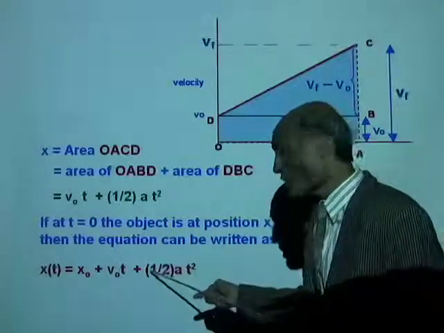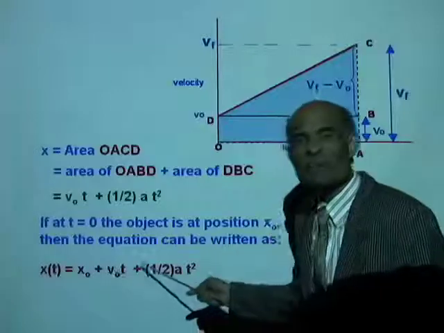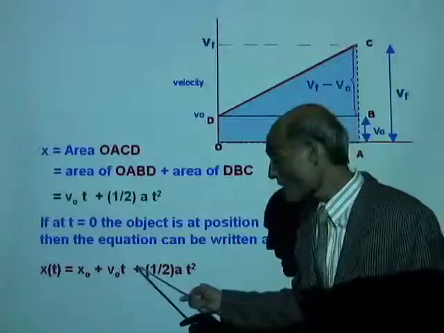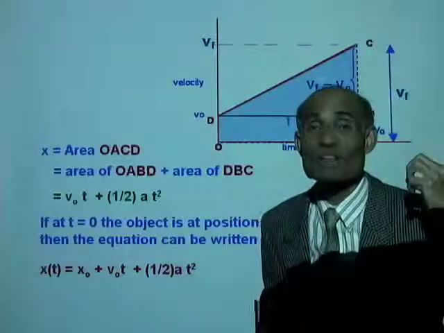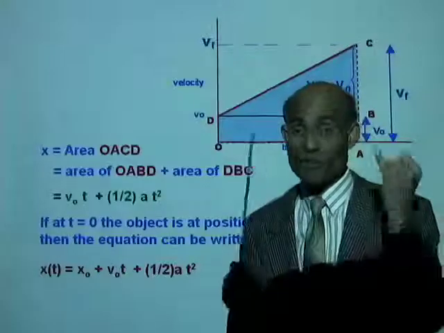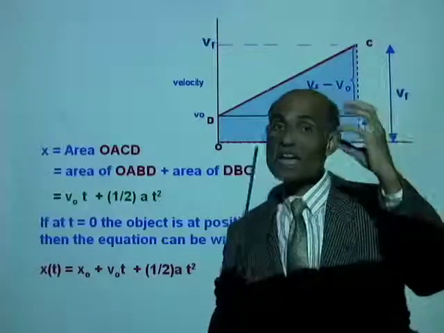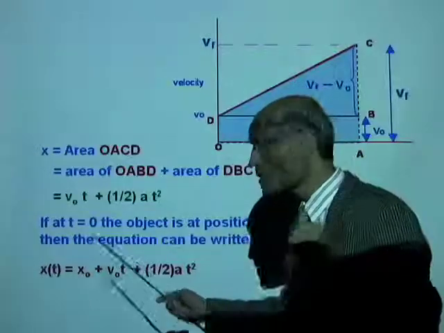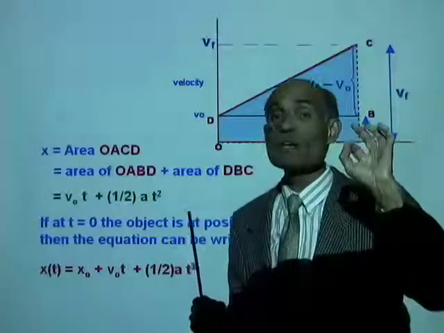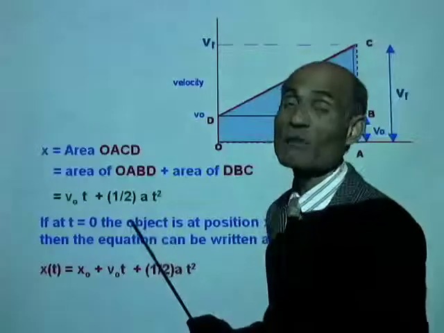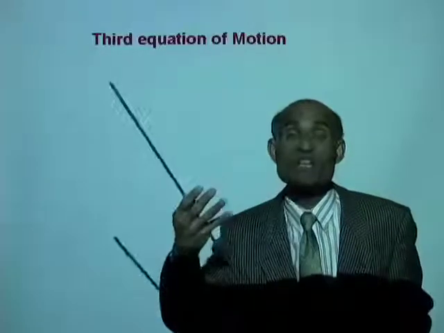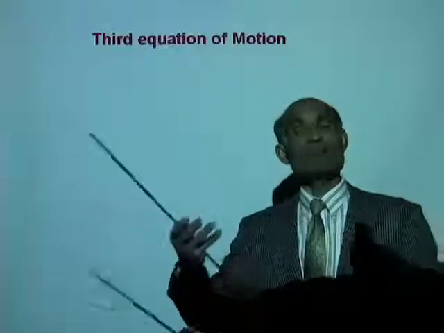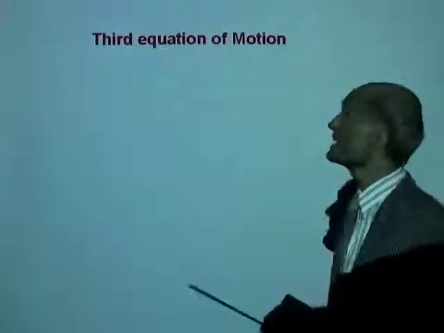Now what is the quantity that is missing from this equation? This equation does not contain the final velocity. We eliminated the final velocity using the first equation. So you can see the first equation doesn't contain the displacement. The second equation doesn't contain the final velocity. Alright, we will now develop a third equation. Third equation of motion. What we're going to do is, we're going to take the first equation and manipulate it and produce a different equation.